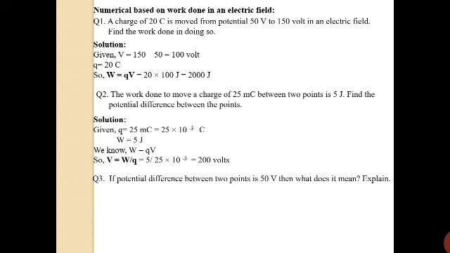If the potential difference between 2 points is 50 volt, then what does it mean? Explain. This is given to you. The potential difference between any 2 points is 50 volt. What is the meaning of this? You have to explain it, and it is to be done by you. I'm not going to give the answer. Try yourself. So answer this question, and if you still have any doubt, let me know.